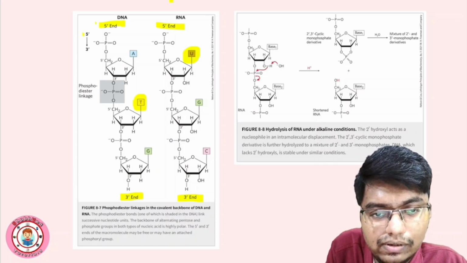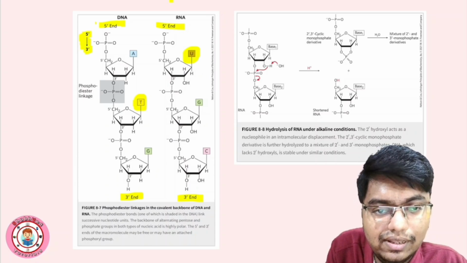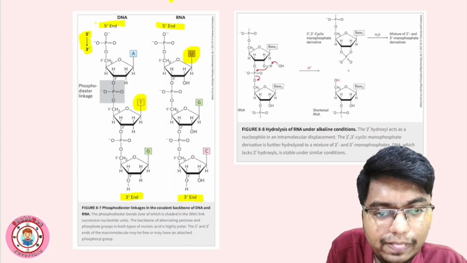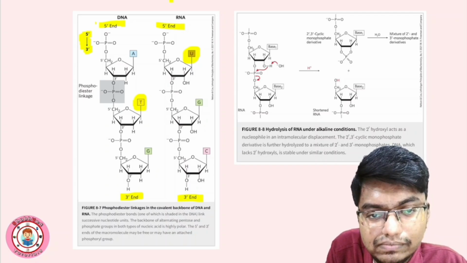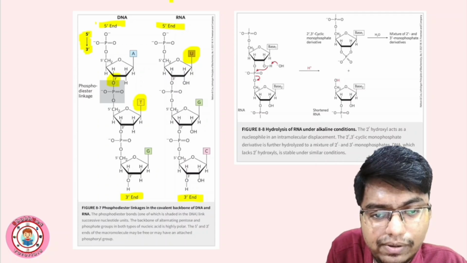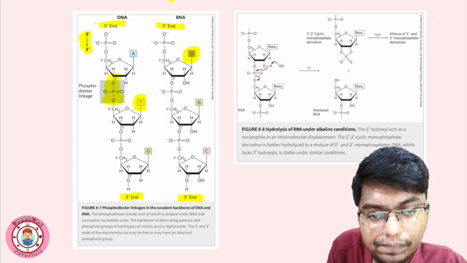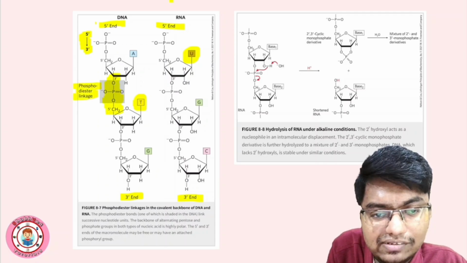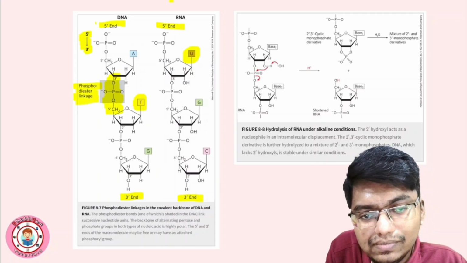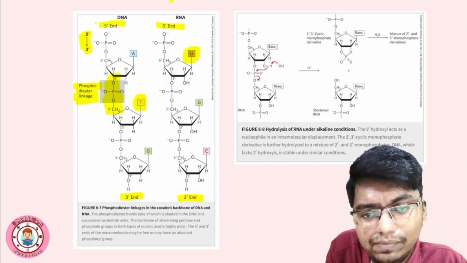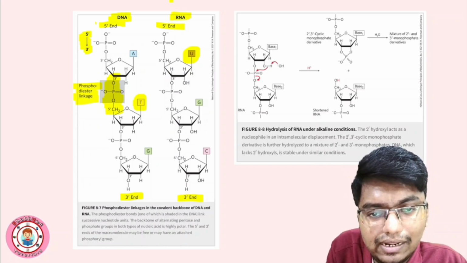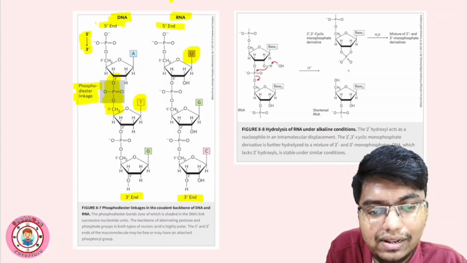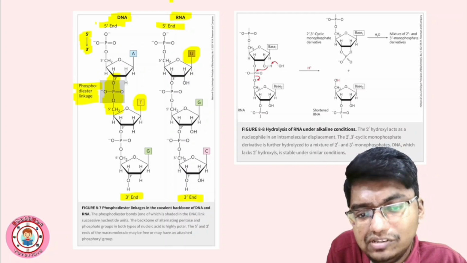So how is the bond formation? 5' to 3' position. Right. It is on the third carbon that such a linkage forms. This is basically phosphodiester linkage. Common in both DNA as well as RNA. Right?